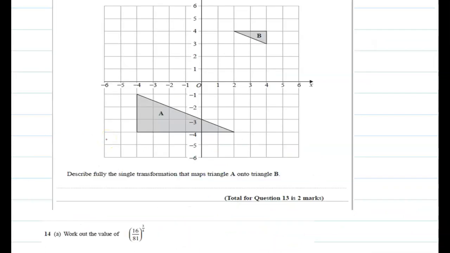Describe fully the single transformation that maps triangle A onto triangle B. So if you see here, if we join this corner to this corner, right? So let's join them. And this corner to this corner. And this corner to this corner.